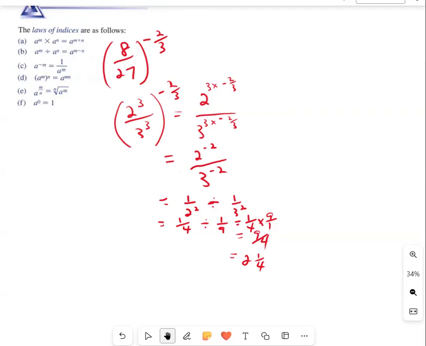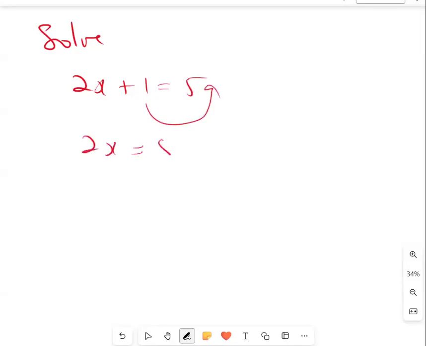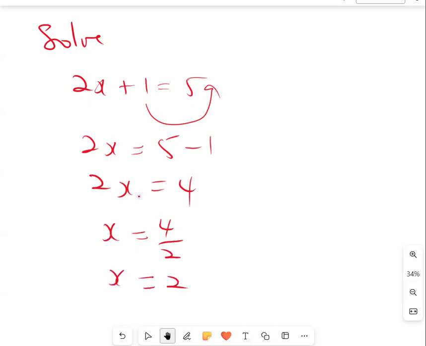So what we can also do with indices is we can have equations where the unknown is in the index, right? So we might have, okay, everybody's familiar with an equation where you have to solve 2x plus 1 equal 5. You bring this 1 over here, you get 2x equal 5 minus 1, 2x equal 4, and you divide throughout by 2, x then equal 4 over 2, x equal 2, you know that.